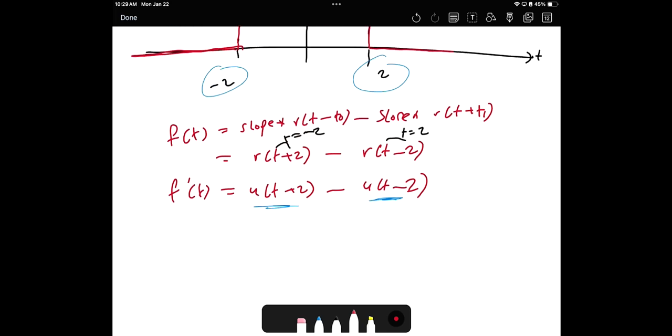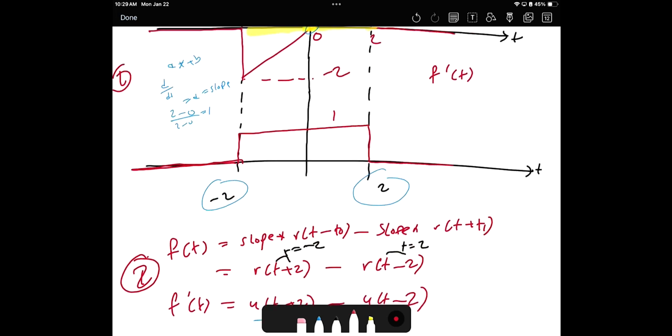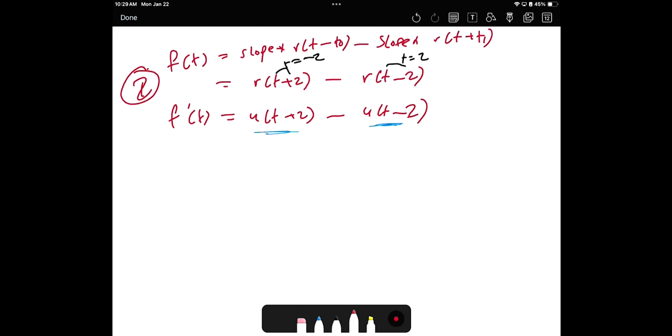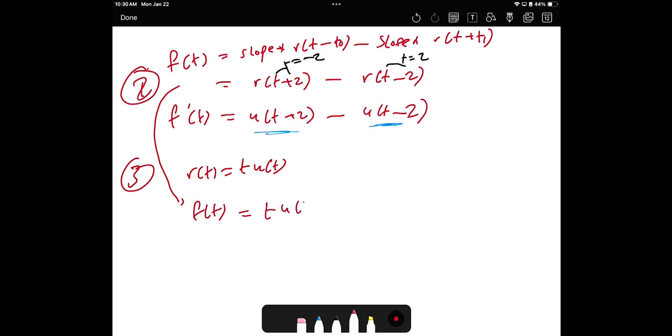Now, if we need to solve it in a different way, this is way number 2, this is way number 1, and I will mention way number 3, because we know r of t equals t u of t. So let's rewrite f of t like this. f of t will be t u of t plus 2 minus t u of t minus 2. Okay? Now we need to find the derivative f of t bar.